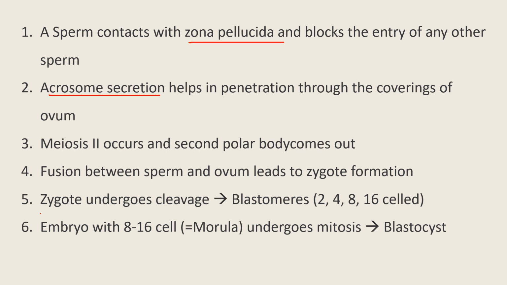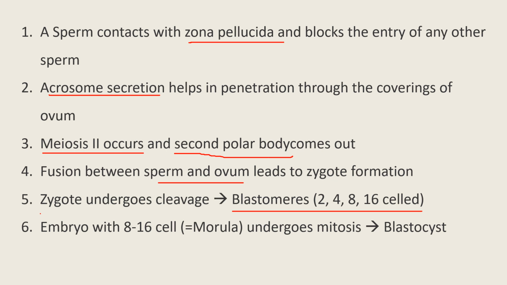They penetrate through the plasma membrane and zona pellucida layer and lead to meiosis II of the secondary oocyte, so that the second polar body comes out and a single large ootid is formed. Now, fusion between sperm and ovum takes place, which results in zygote formation. The zygote undergoes cleavage, holoblastic cleavage, and results in 2, 4, 8, 16 celled blastomeres.